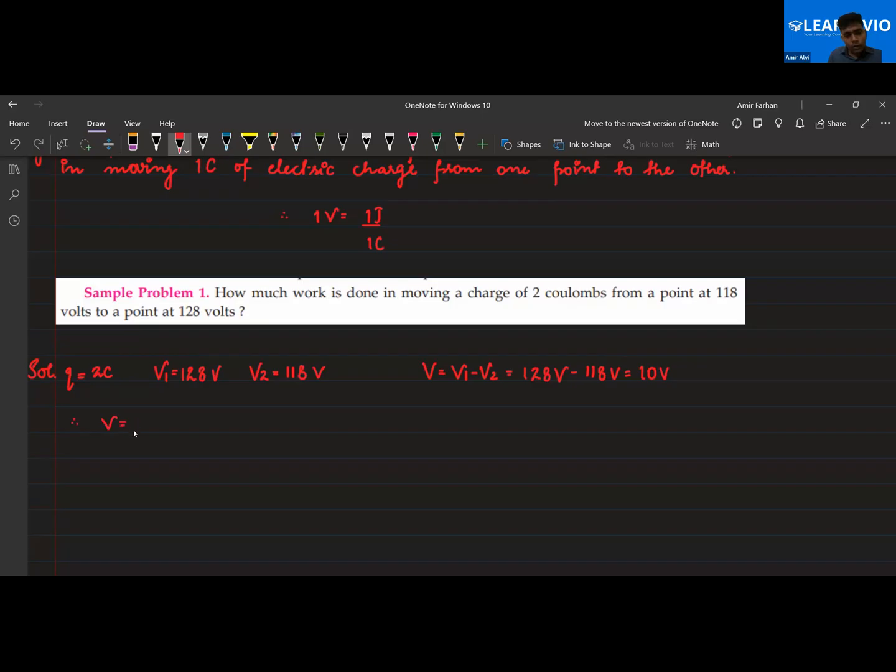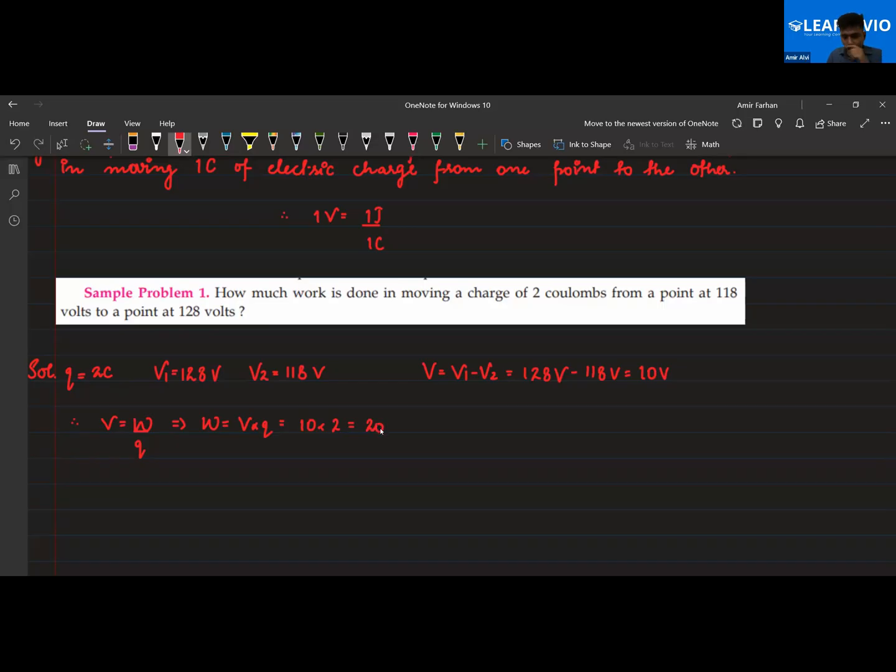So now we know the formula, that is V is equal to W by Q. So I'm going to substitute this over here. I need W, that is V into Q. What is the value of V? That is 10 into 2. That is coming out to be 20.